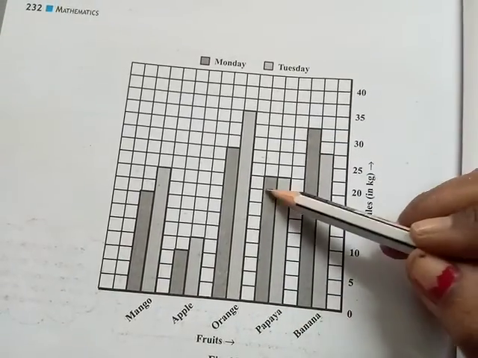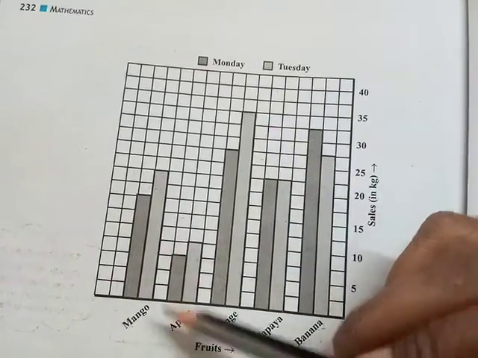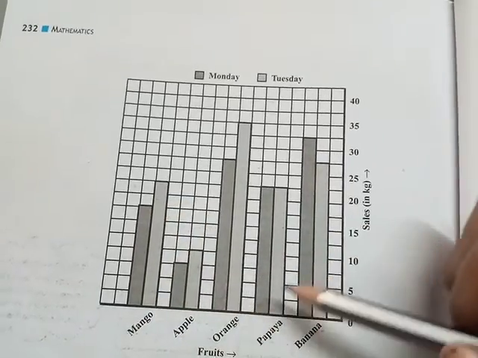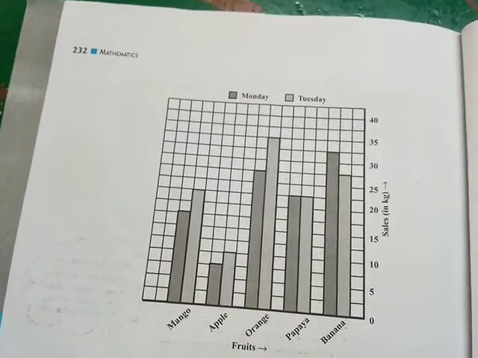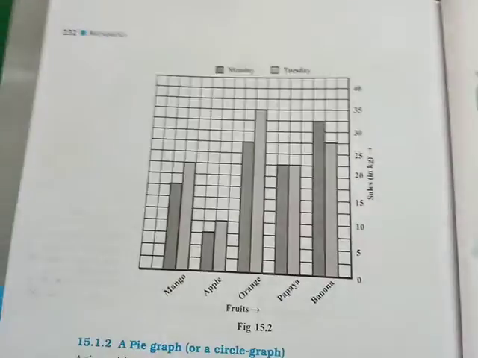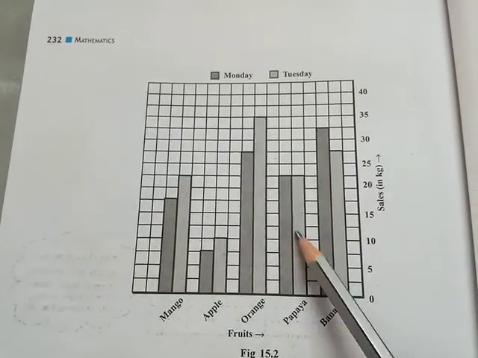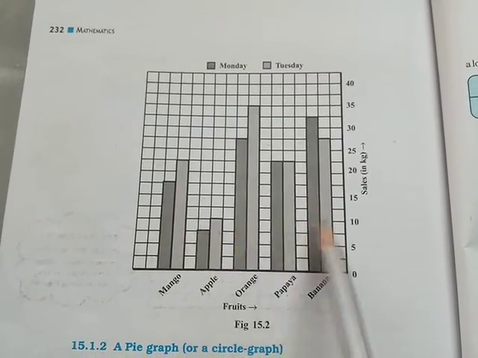For papaya, selling on both days is equal. For orange, on Tuesday selling is more. For apple, on Tuesday selling is more, and for mango, on Tuesday selling is more. This way you can compare selling on both days. There we are comparing only the result of Anu. Here we are comparing the result for both days. That's why we are drawing the double bar graph.